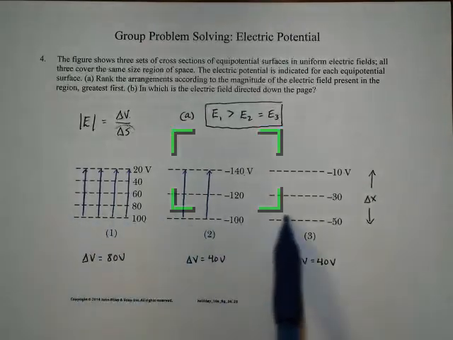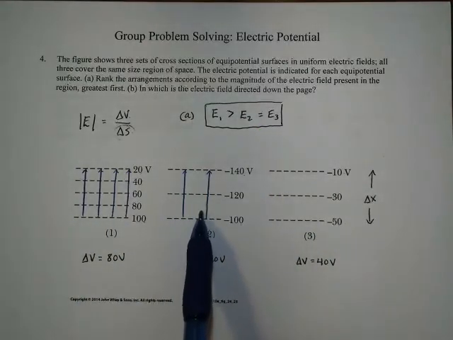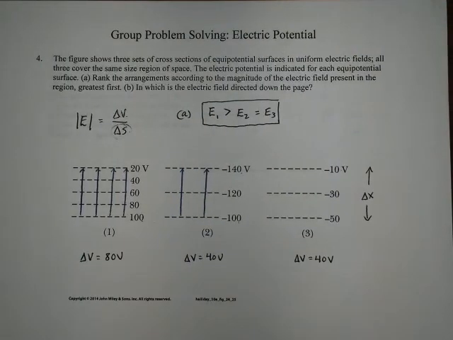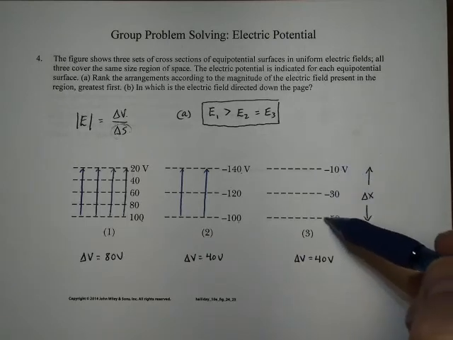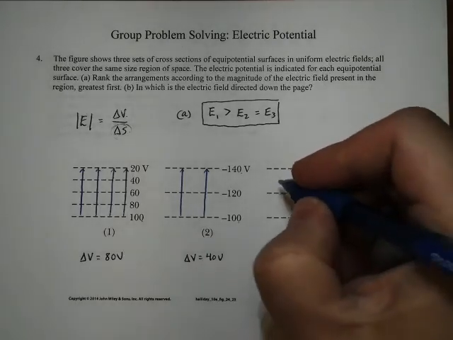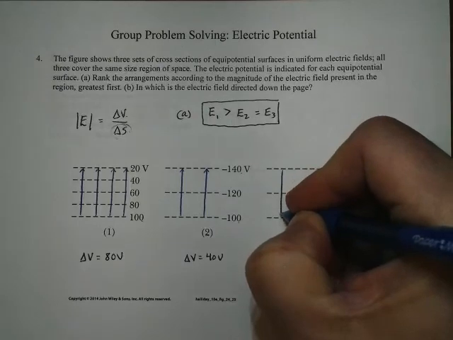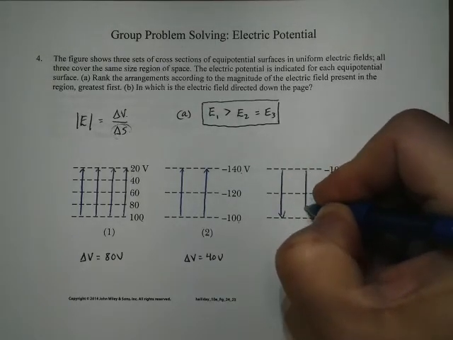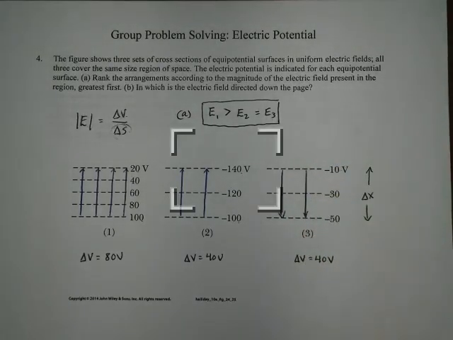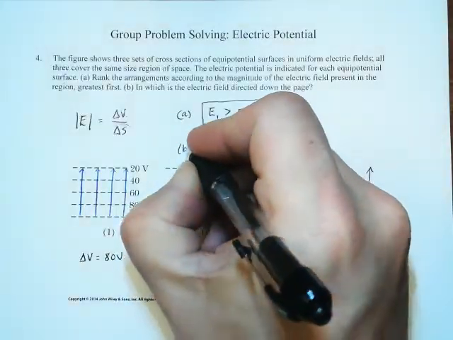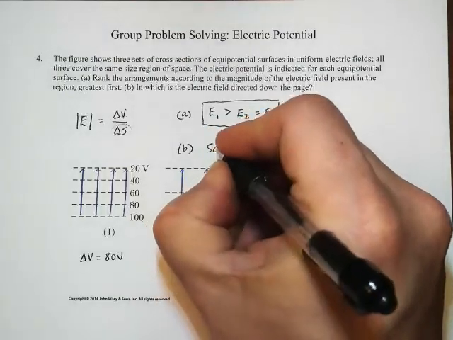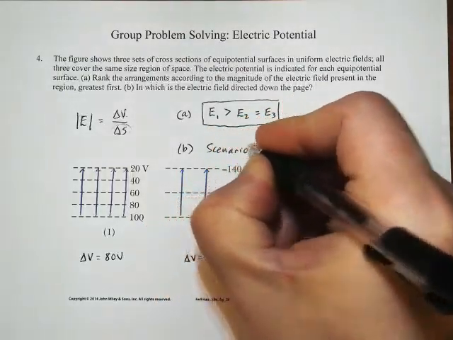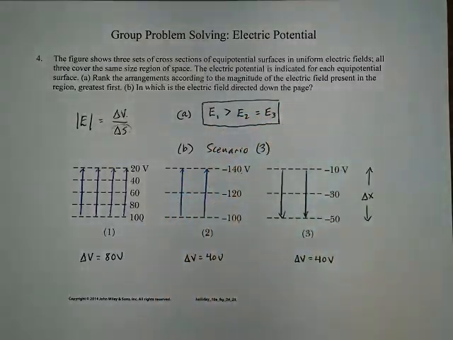If I was trying to be diagrammatically consistent, I would draw fewer of those vectors to indicate a weaker electric field, since there's a smaller potential difference. Here in scenario 3, minus 10 volts at the top, minus 50 volts at the bottom tells us that the electric field in scenario 3 actually points down, and that gives us the answer to B, in which is the electric field directed down the page. That is scenario number 3.